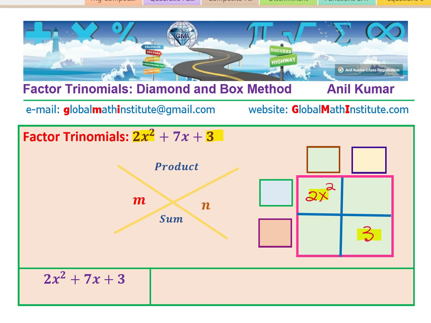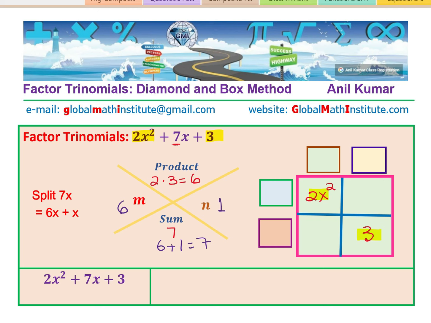Now we have to think about splitting 7 in such a way that we get the product of 2 times 3. So the product is 2 times 3, which is 6. How do we split 6 so that we get a sum of 7? That is the whole thing. Well, 6 and 1 work for us, right? So we could write m as equal to 6 and n as equal to 1, because 6 plus 1 is equal to 7. Makes sense.